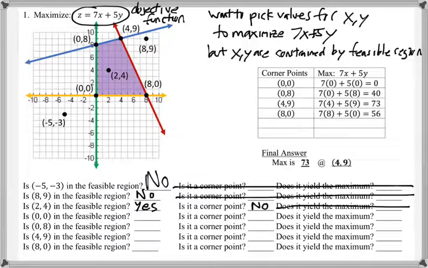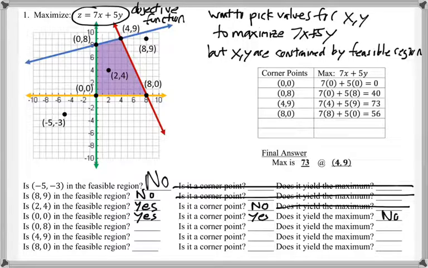Is the point (0, 0) in the feasible region? Yes, it is. So if it's on the line, it counts. Is it a corner point? Yes. Does it yield the maximum? The point (0, 0), we plug into the objective function and we get 0. And that is not the maximum value here. So the answer is no.